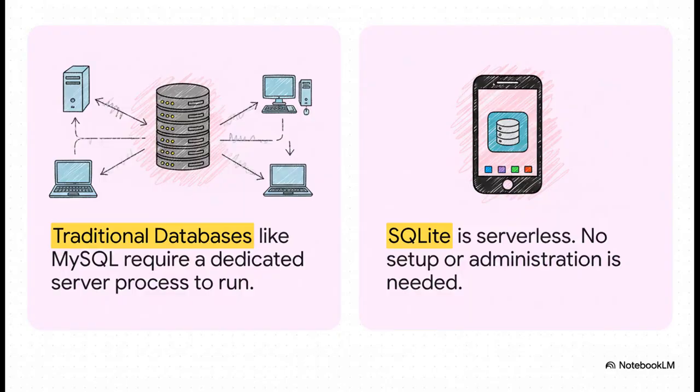And this is where that difference really shines. Traditional databases like MySQL or PostgreSQL need this whole separate server process running in the background, constantly listening for connections. SQLite gets rid of all of that. It's not a separate program. It's more like a library that your app uses directly to read and write from that one file. It's basically a database on demand.